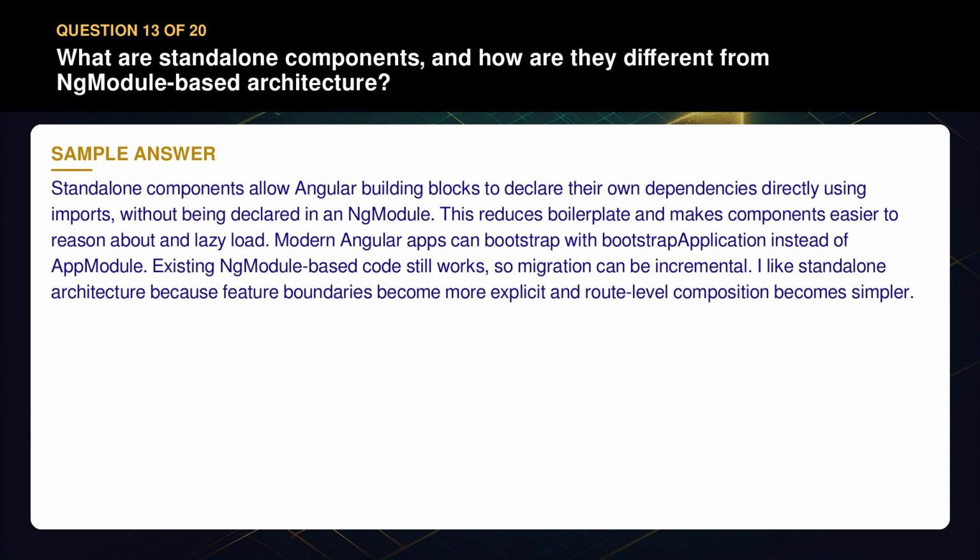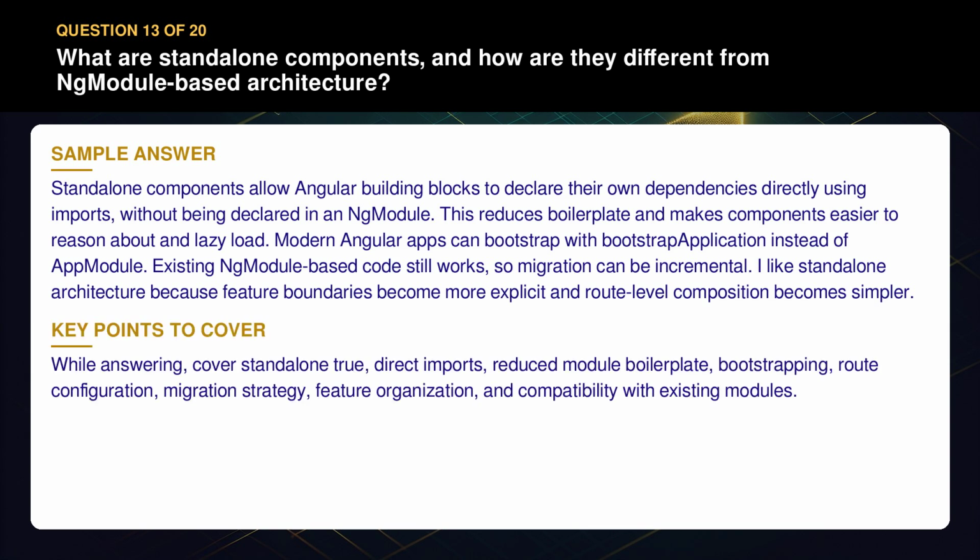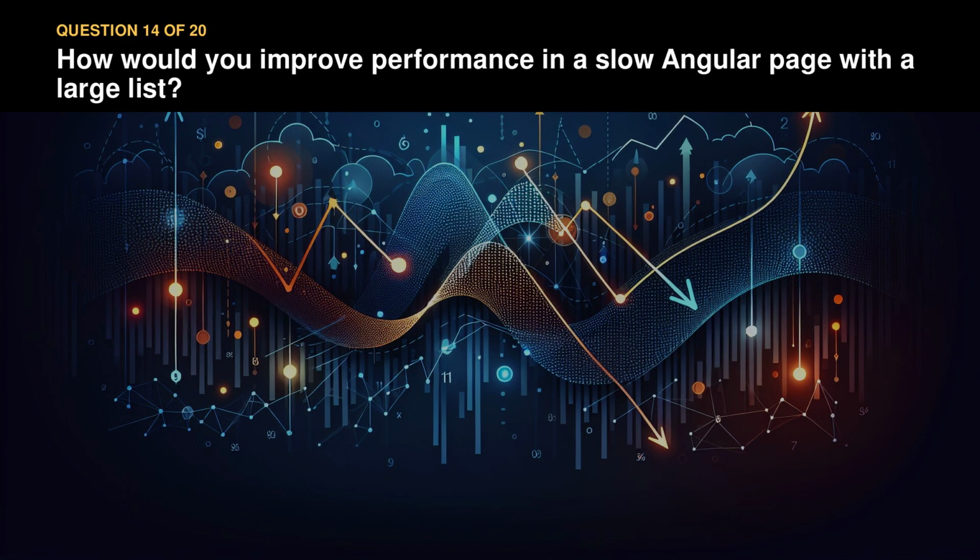Modern Angular apps can bootstrap with bootstrapApplication instead of AppModule. Existing NgModule-based code still works, so migration can be incremental. I like standalone architecture because feature boundaries become more explicit and route-level composition becomes simpler. While answering, cover standalone true, direct imports, reduced module boilerplate, bootstrapping, route configuration, migration strategy, feature organization, and compatibility with existing modules.